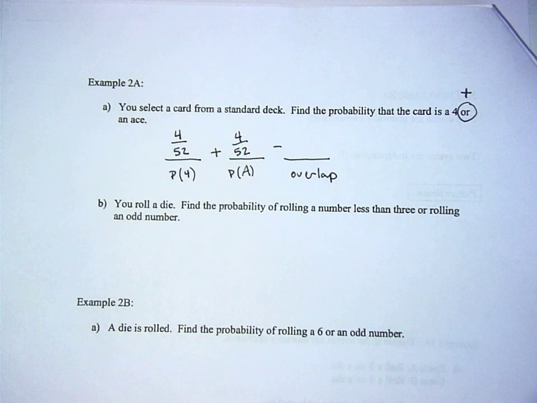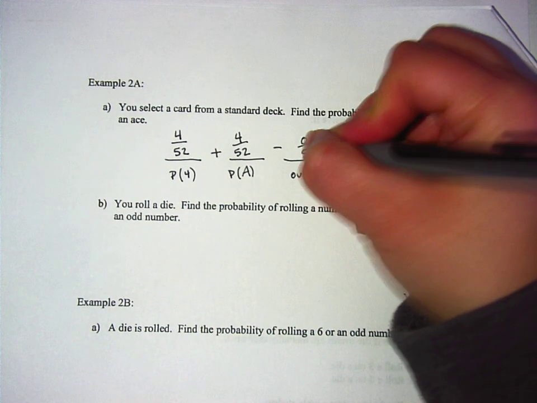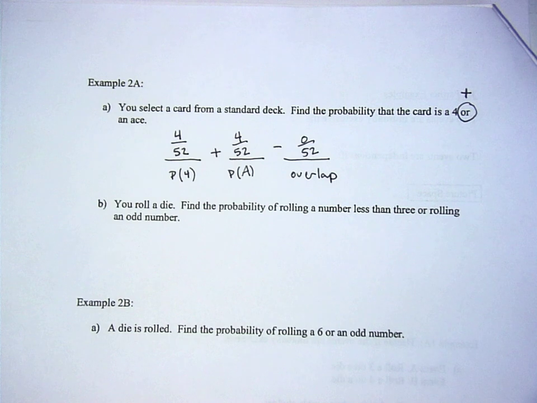And how many cards are a 4 and an ace at the exact same time? Nope. Oh, wait, no. Is there one card that is both a 4 and an ace? Not possible, right? That's because they're mutually exclusive. So when it's mutually exclusive, there is no overlap.